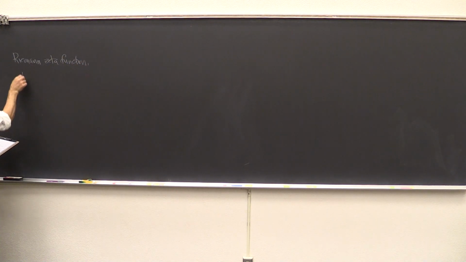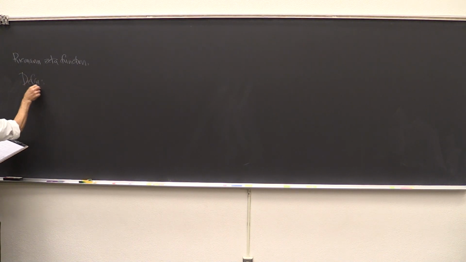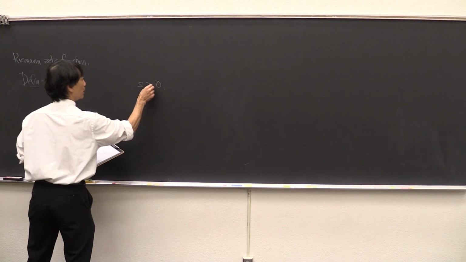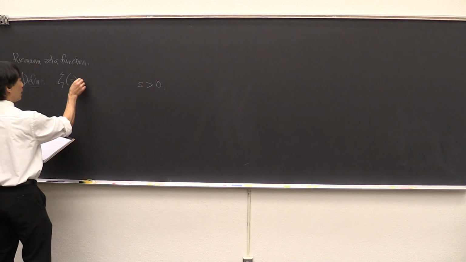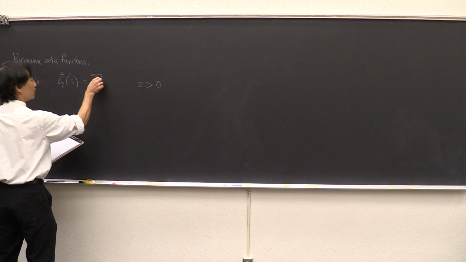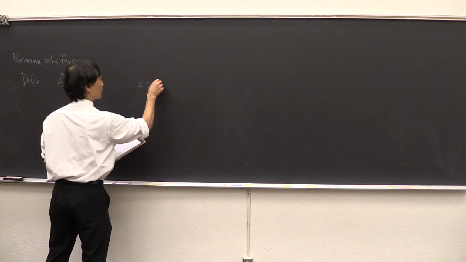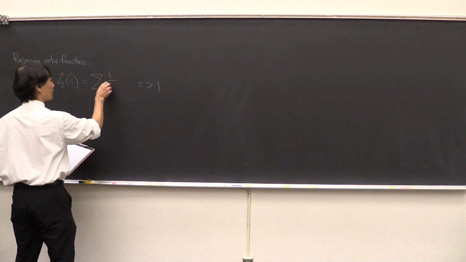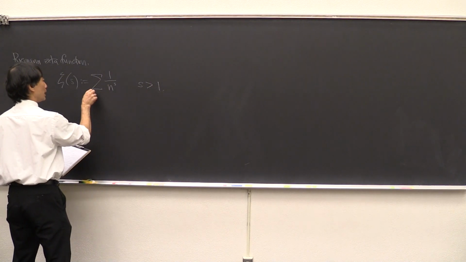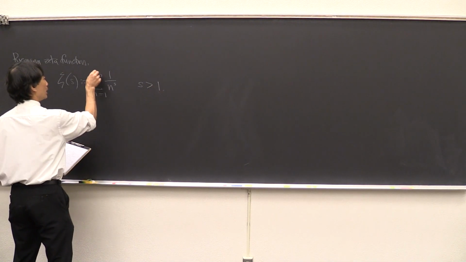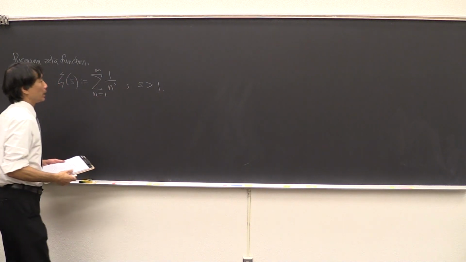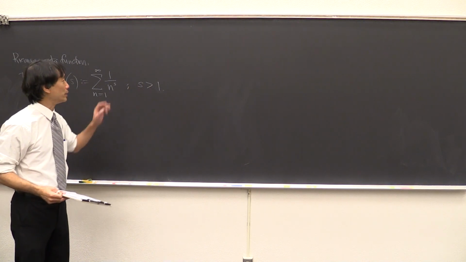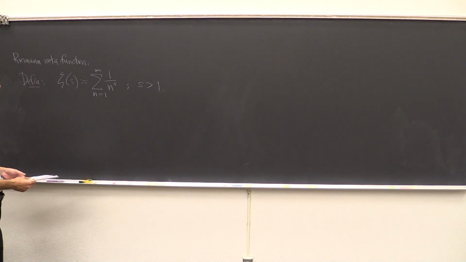And so it's initially defined as follows. You take a positive real number, a number bigger than 1, and you define the sum of 1 over n to the s as n goes from 1 to infinity. Okay. And you see that for s bigger than 1, this is a convergent series.